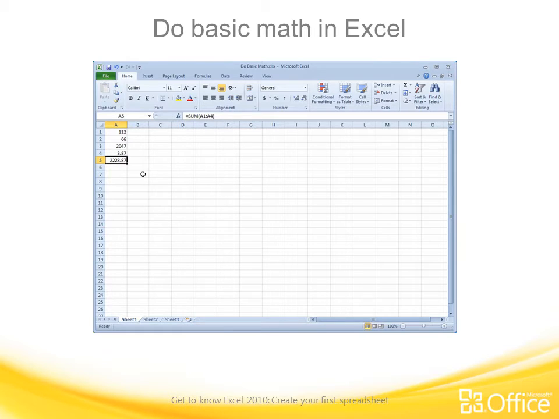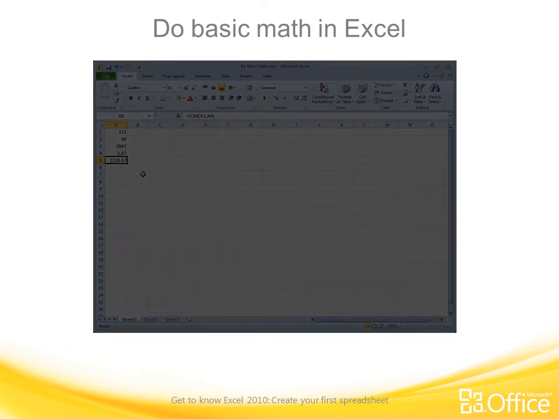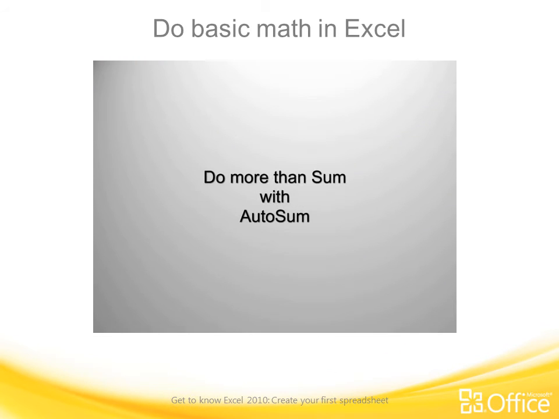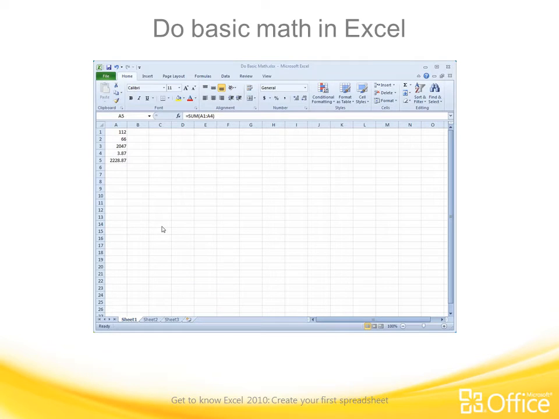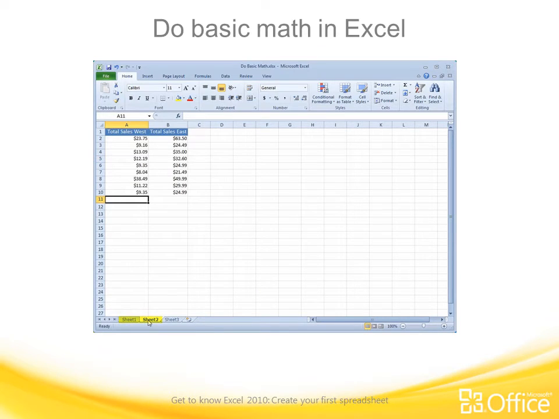Next, I'll show you some of the other things you can do with the AutoSum button. First, I want to work on a different spreadsheet than this one. I'll move my cursor down to the very bottom of the spreadsheet where it says Sheet 1, and here, Sheet 2, I'll click this tab to change spreadsheets. And I've got some numbers already here for total sales for West and East in columns A and B.